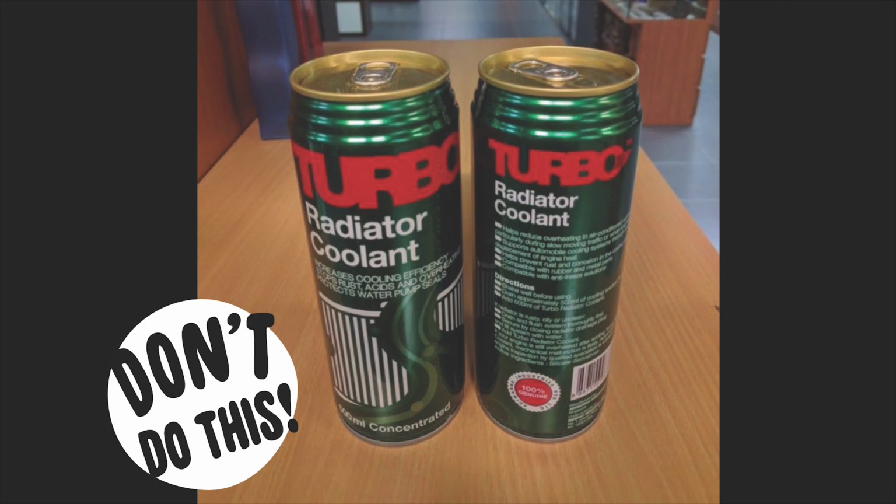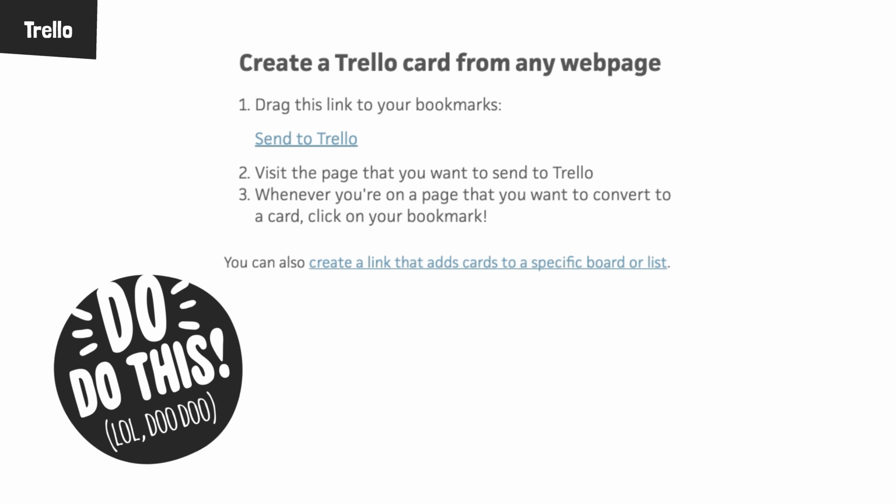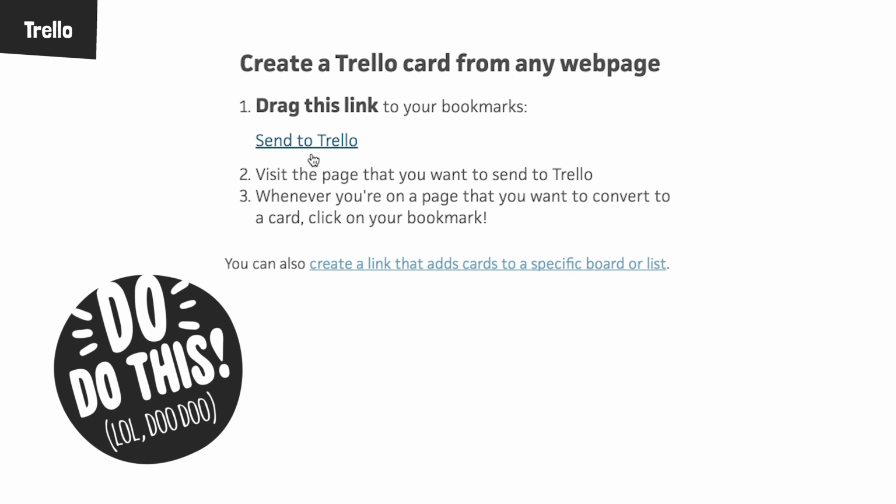Don't make something look like what it's not. It may not be as disastrous as chugging a can of radiator coolant, but if it's not a button, don't make it look like a button, and I've been guilty of this more than once. Do this. This is what Trello does if you try to click that link instead of dragging it like it's asking you to.